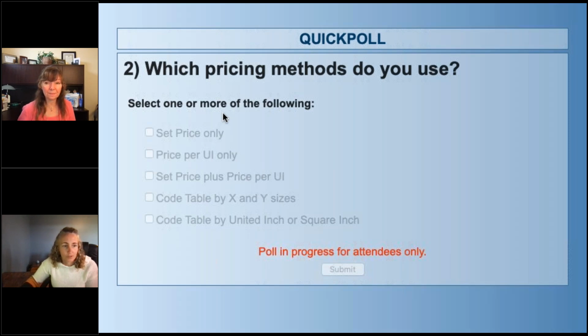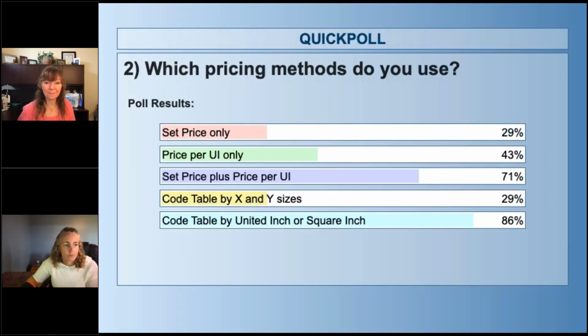Okay, I'm going to close the poll and share results. Okay, so taking a look at our results, code tables by United Inch or Square Inch are very popular. Excellent. And code tables by X and Y. And yeah, I think that the code tables by X and Y are great for glazing when you're doing that, and some other items as well. Okay, but set price plus price per UI, very popular. Oh, that's excellent. Thank you so much for the feedback, everyone.